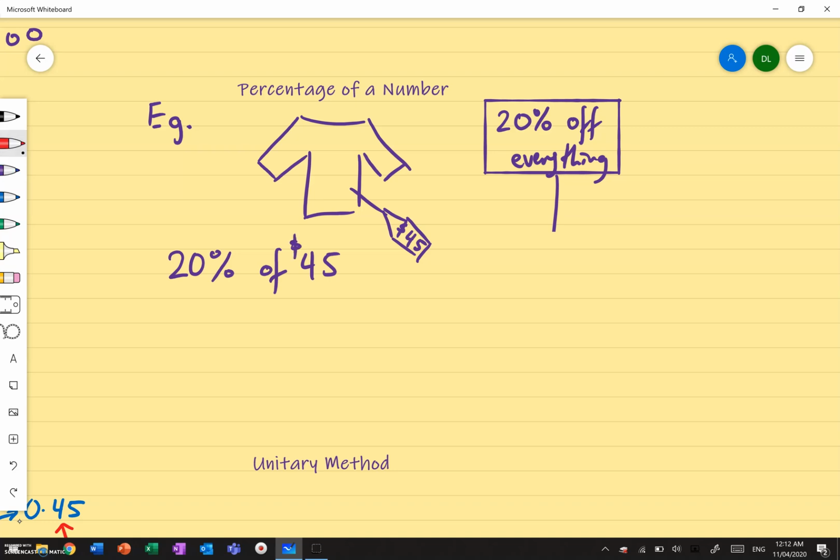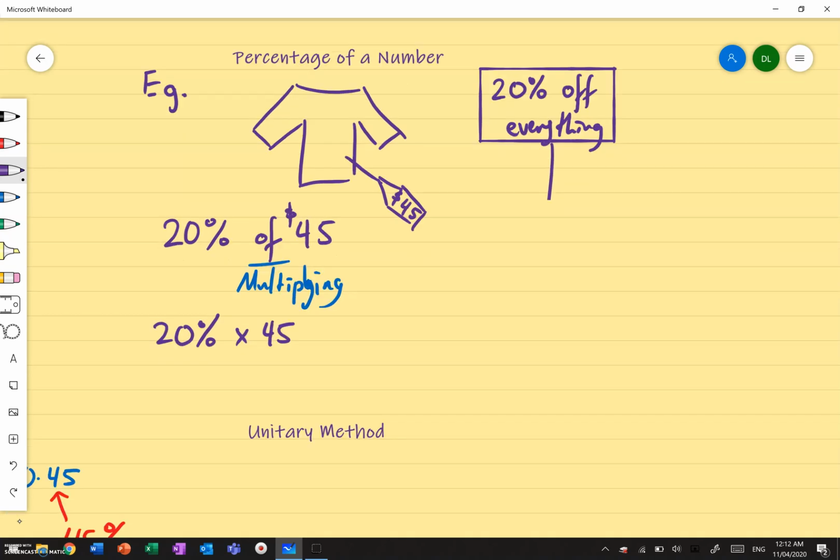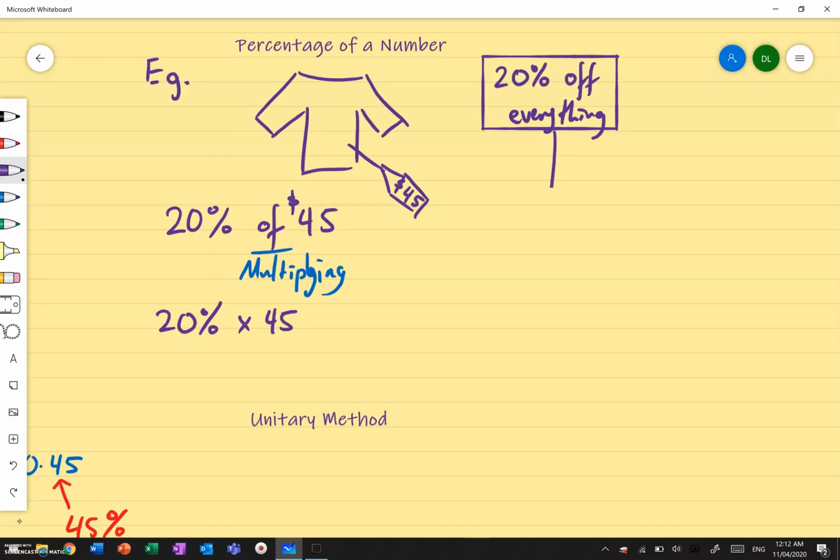Now, remember, "of" here is the same as multiplying. We learned this last video, right? So it's the same as if I wrote 20% times 45. Now, 20% times 45 is quite difficult to do off the top of your head. So let's change 20% into a fraction.